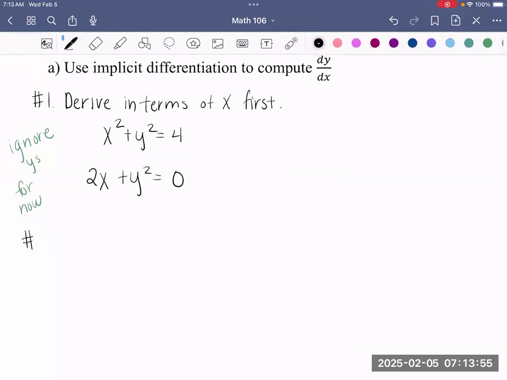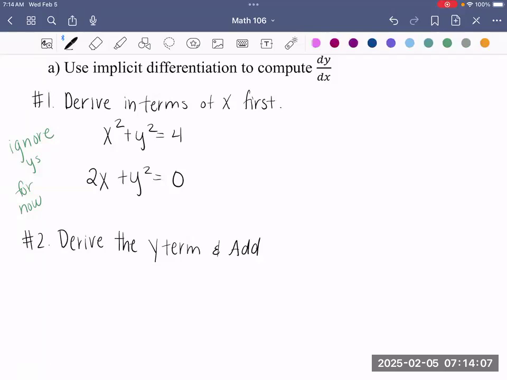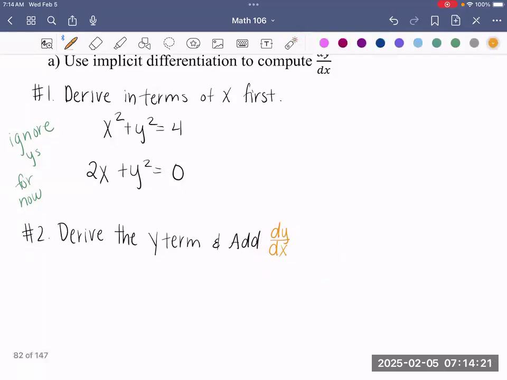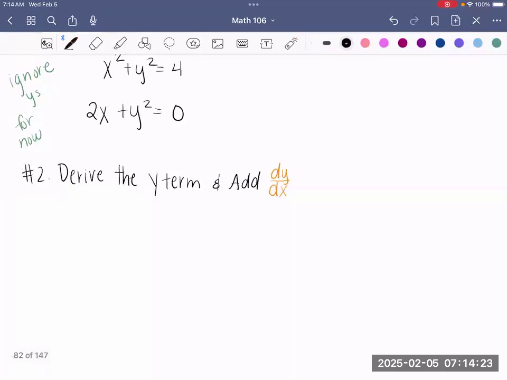So now step 2, let's derive the y term and add, and this is the most important part, add dy dx. This is the new portion of it. Now, if you forget to add dy dx, you haven't derived properly. So it's more important than you think.